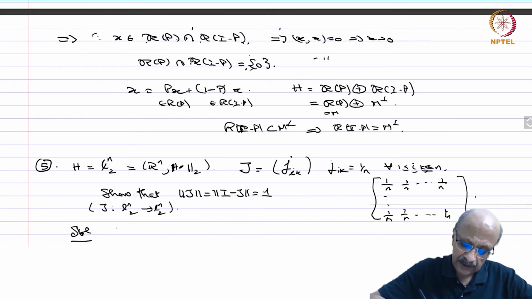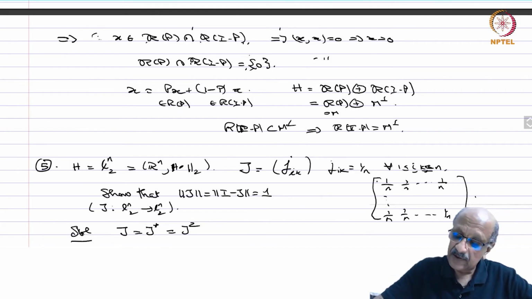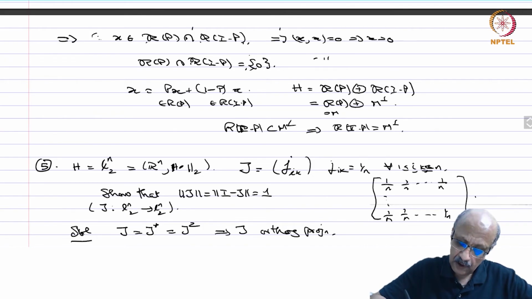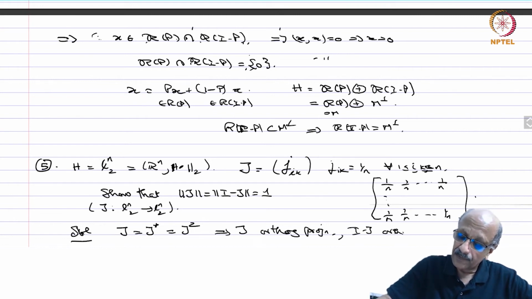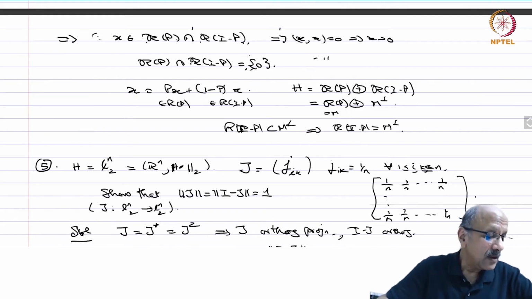So by inspection we have J equals J star, the adjoint is the same, and that's equal to J square also. So if you multiply J by J, you will get J again. So this implies J is an orthogonal projection, and therefore norm J equals 1, and that's also equal to, similarly I minus J is also an orthogonal projection, because if P is an orthogonal projection, I minus P is an orthogonal projection, and therefore that's equal to norm I minus J. Okay, so that is simply done.